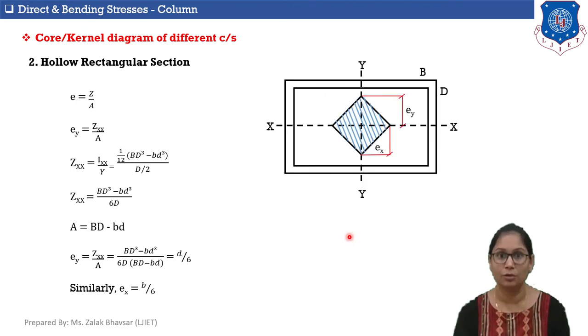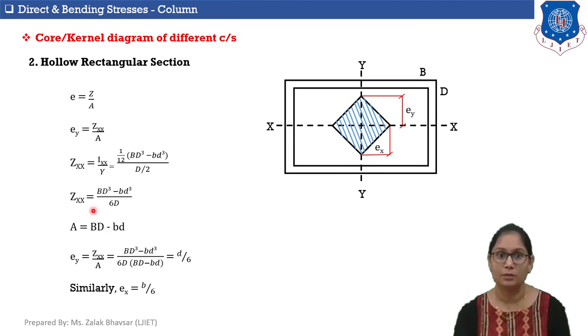Okay, so here the hollow rectangular section is given. For that, e should be equal to Z by A. Now, ey is equal to what? Zxx by A. And Zxx is equal to Ixx by Y. For hollow rectangular section, as we discussed earlier, Ixx is equal to capital BD cube minus small bd cube by 12. And Y is equal to D by 2. So that Zxx is equal to capital BD cube minus small bd cube upon 6D. Now, area of this hollow rectangular section is capital BD minus small bd.